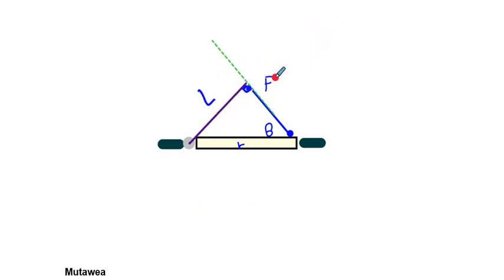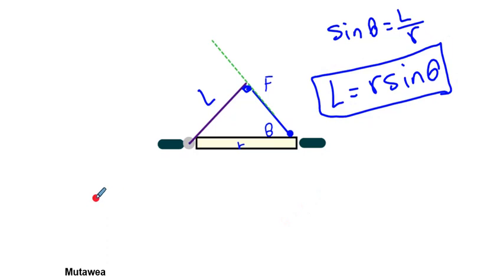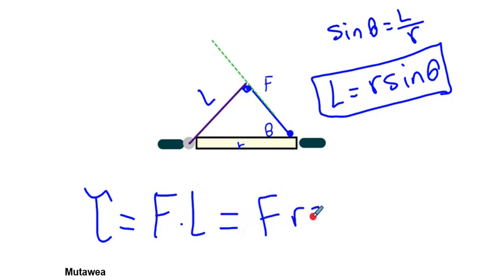If we use geometry in this right-angle triangle, we know that sine theta equals the opposite divided by the hypotenuse. The opposite of this angle is L, and the hypotenuse is R, the side that faces 90 degrees. Cross multiplying, you will find that L equals R sine theta, and this is the lever arm. So finally, we can say that torque equals F L, which equals F R sine theta, and is measured in Newton times meter. And this is torque. Thank you.